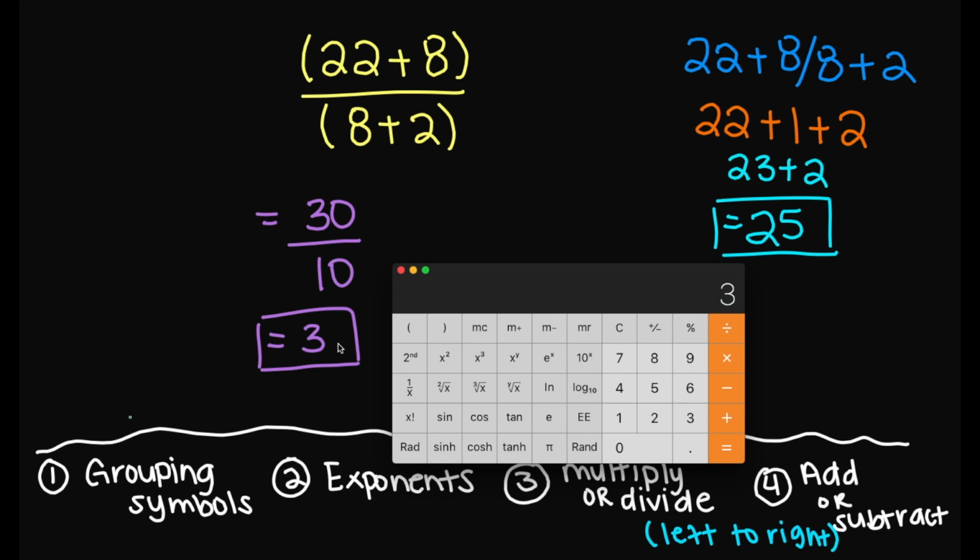Now, let's say if I did what I did on the right side, so I'm going to clear. So let's say I just did 22 plus 8 divided by 8 plus 2, then you're going to get 25, which is what we have here. And the difference between the two equations, like I said, is because of my parentheses. So if you are going to use a calculator, please remember your parentheses. Pay close attention to the problem and remember those parentheses.